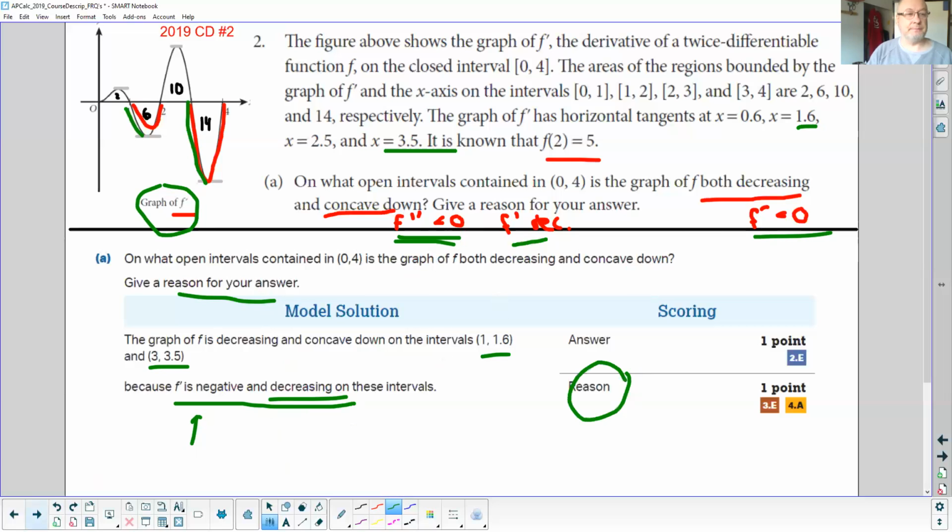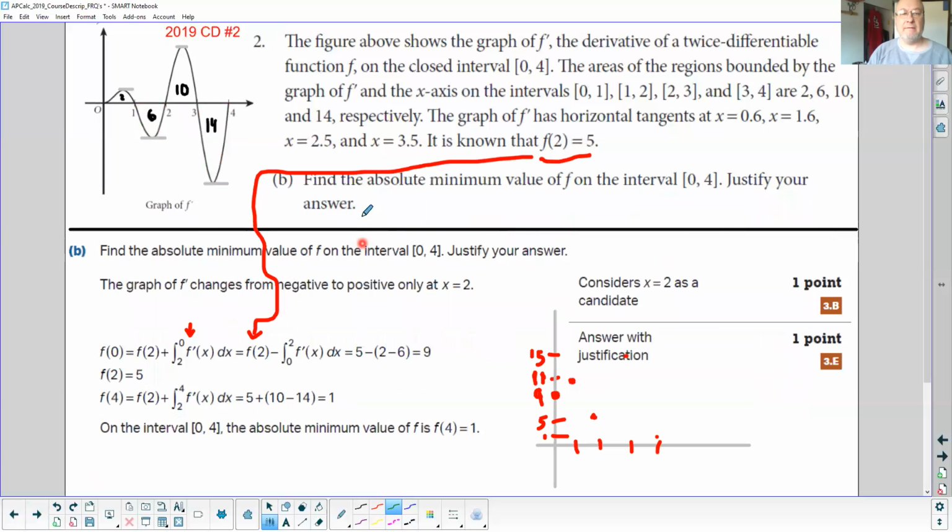Okay, moving on. Part B. Find the absolute minimum value of f. So to find the absolute minimum value, you need to do the candidate test. Most of the time, the candidate test is done through a table. They're starting to move away from tables in the last year or two, and they're putting together just values, and they're showing the work.